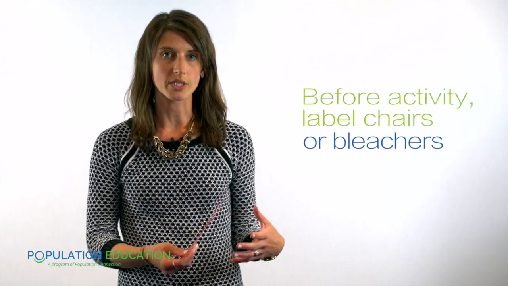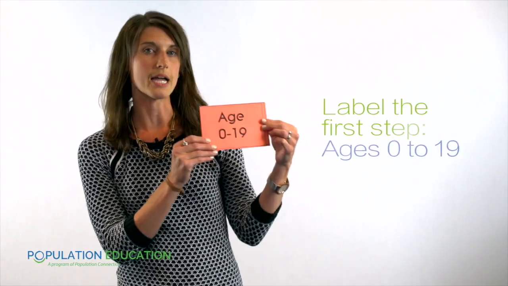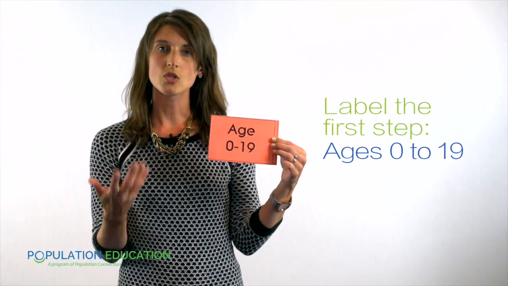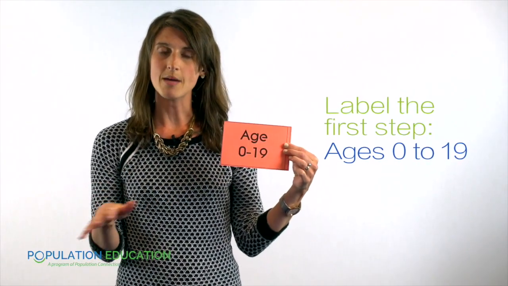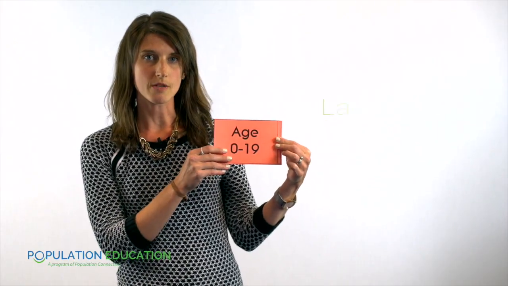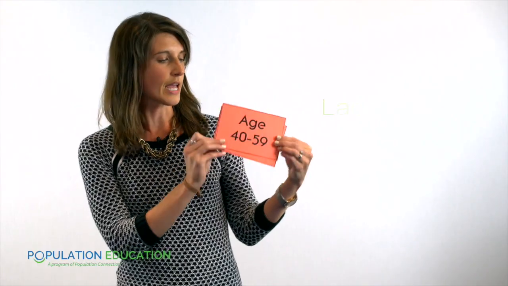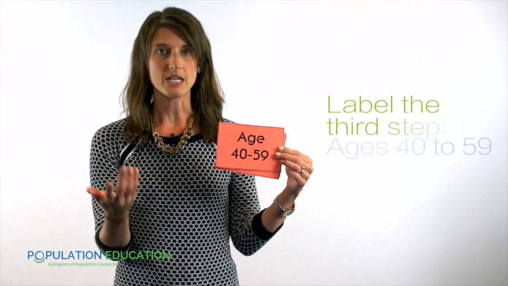Now, before the activity begins, you'll want to take some time to label your stairs or your bleachers. And how you do that is the first step would be labeled with this sign, ages 0 to 19. Students that are standing on that first step would represent people of the ages 0 to 19 in that population. The second step would be labeled with the card 20 to 39, the next 40 to 59, and so on.